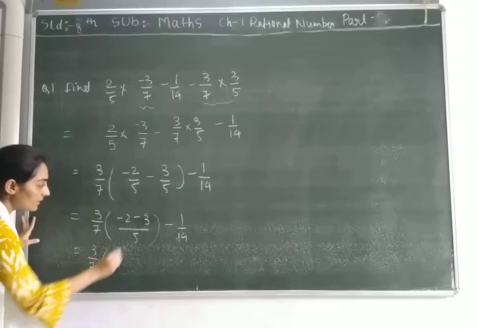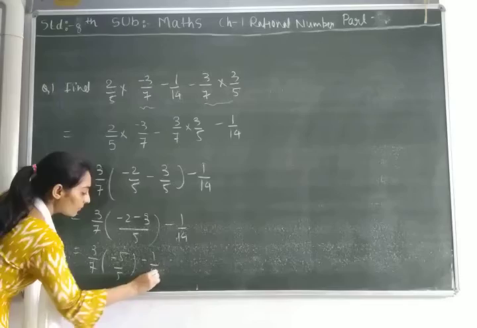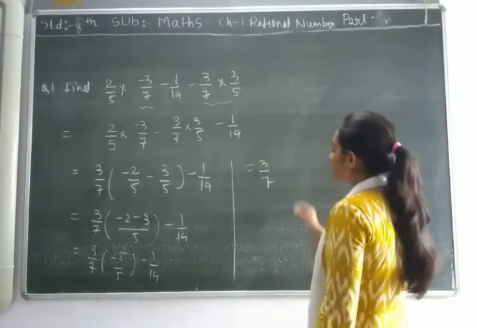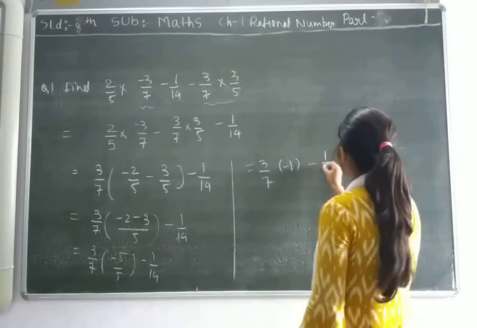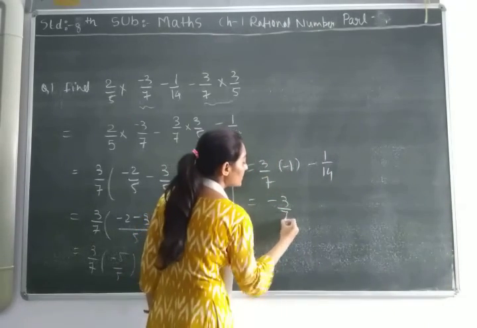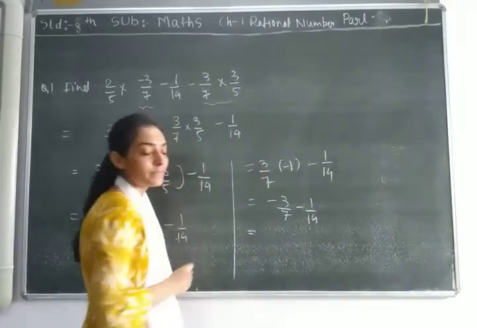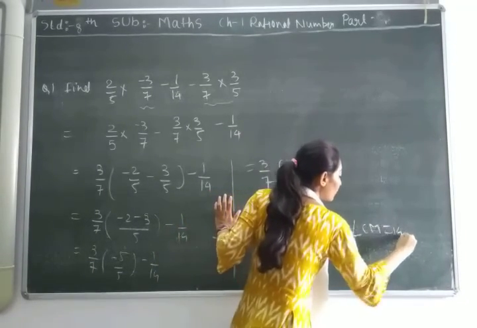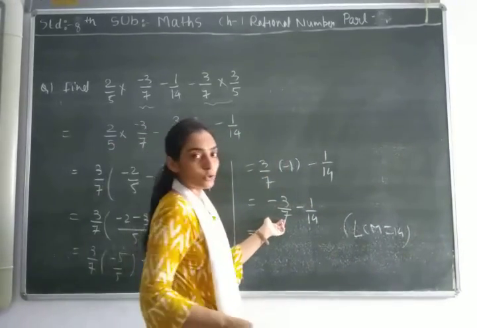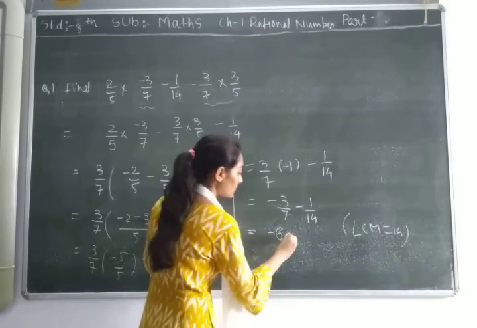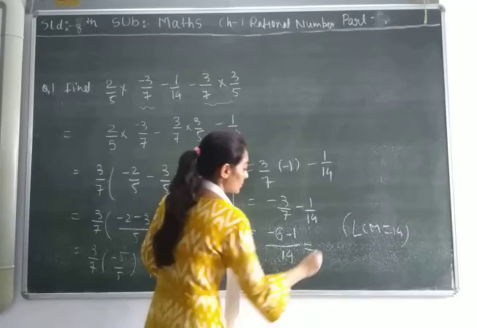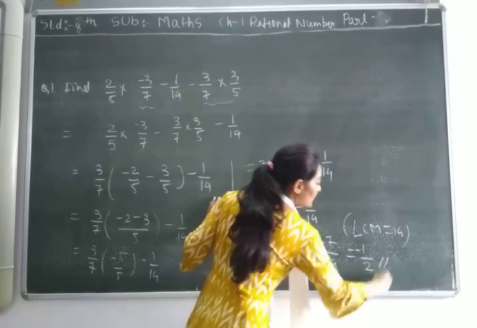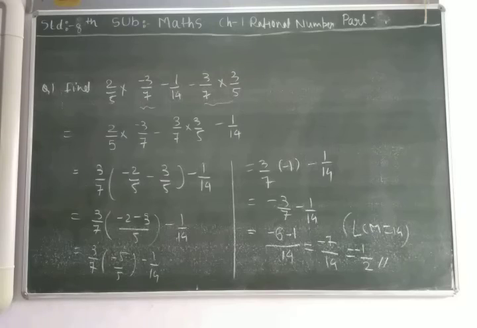14. So minus 3 upon 7 into minus 5 over 5, minus 1 upon 14. So in 3 upon 7, both get cancelled. So what is left is minus 1, minus 1 upon 14. So minus 3 upon 7 minus 1 upon 14. Denominator not the same, taking the LCM. LCM is 14. So I have to multiply by 2 in the denominator and numerator, which is 6. Minus 1 upon 14, then minus 7 upon 14. Minus 1 upon 2 is the answer.